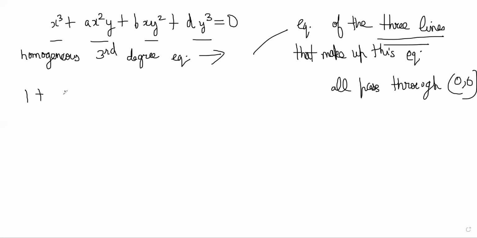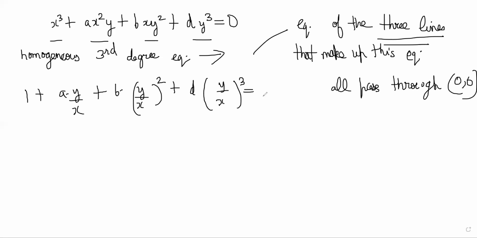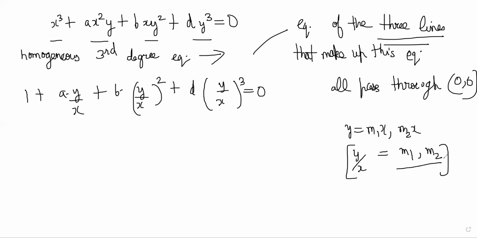So you get 1 plus a into y by x plus b into y by x whole square plus d into y by x whole cube, right? And we can say that the equation of the line should be y is equal to m1x, m2x, and so on. Therefore, y by x is equal to either m1 or m2, right? You can call that as m, the slope.